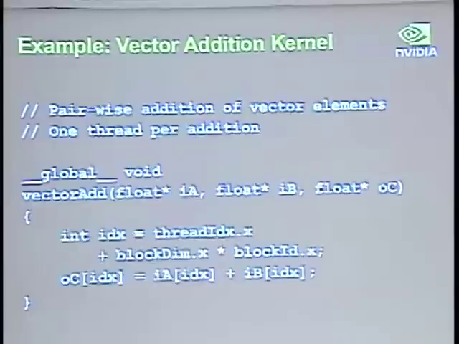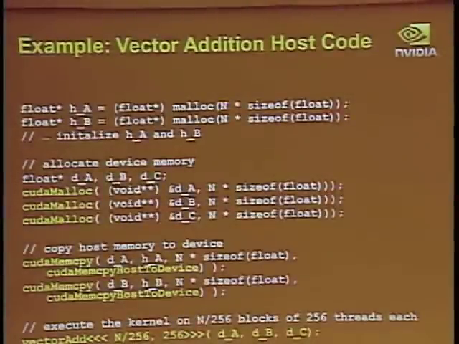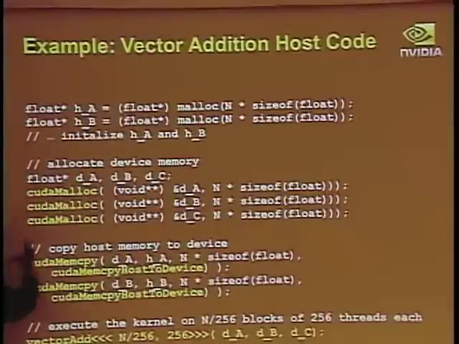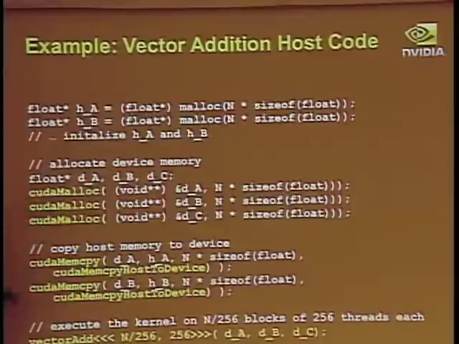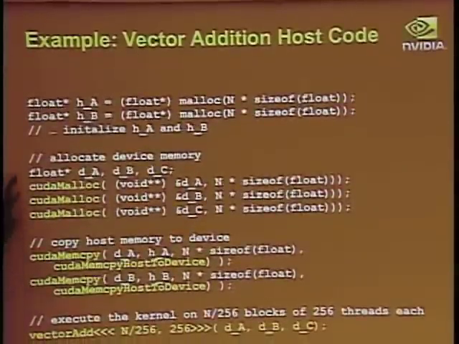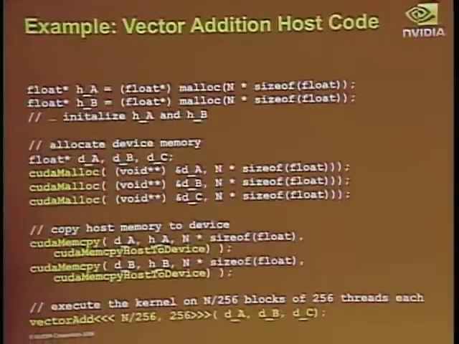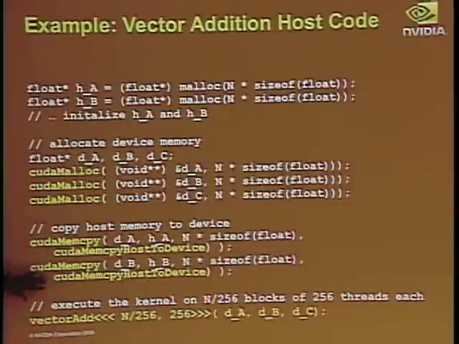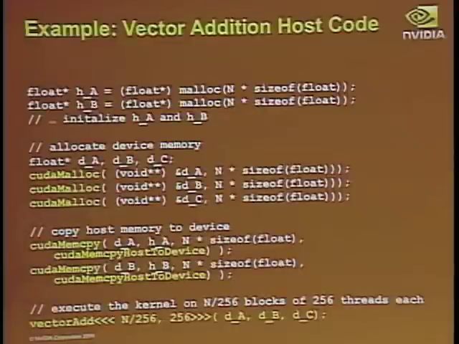Okay, what does this look like on the host? The first thing I'm going to do is allocate in the CPU memory 2 arrays for A and B. You're going to fill them up. Then we're going to allocate A, B, and C on the device, on the GPU. Instead of calling malloc, we call CUDA malloc, to say allocate me space on the GPU. Then we're going to copy A and B from CPU space to GPU space. That copies them from host to device, from CPU to GPU, over the PCI Express bus.